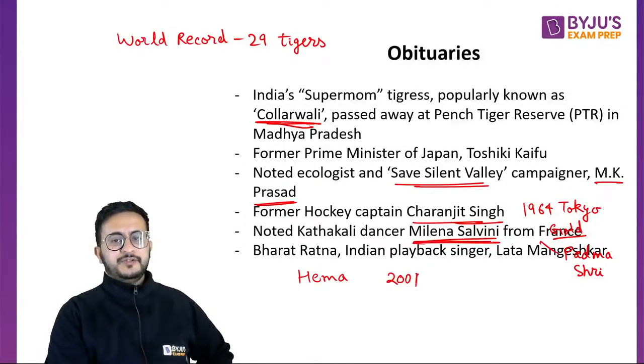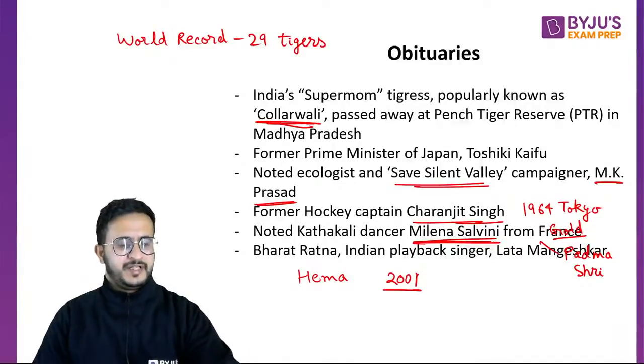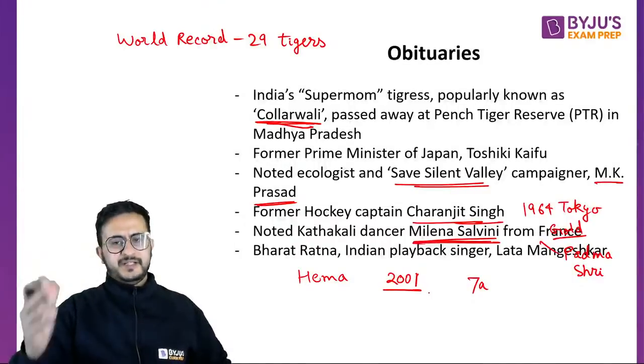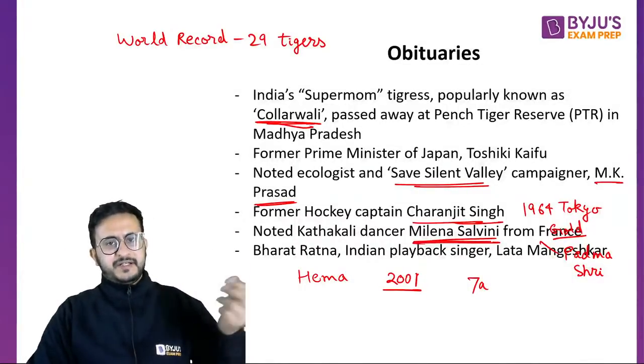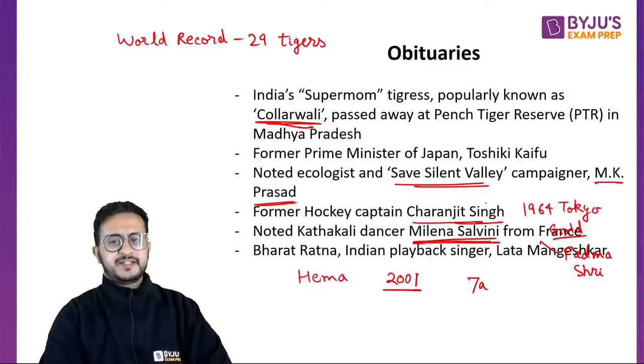So Bharat Ratna is the highest honor given to an Indian, and that is ranked in the order of precedence. The rank is 7A. Okay, so you have the order of precedence. The president is the first rank holder, then you have the second rank holder, and so on. So seventh rank, 7A, is a category for Bharat Ratna awardees.